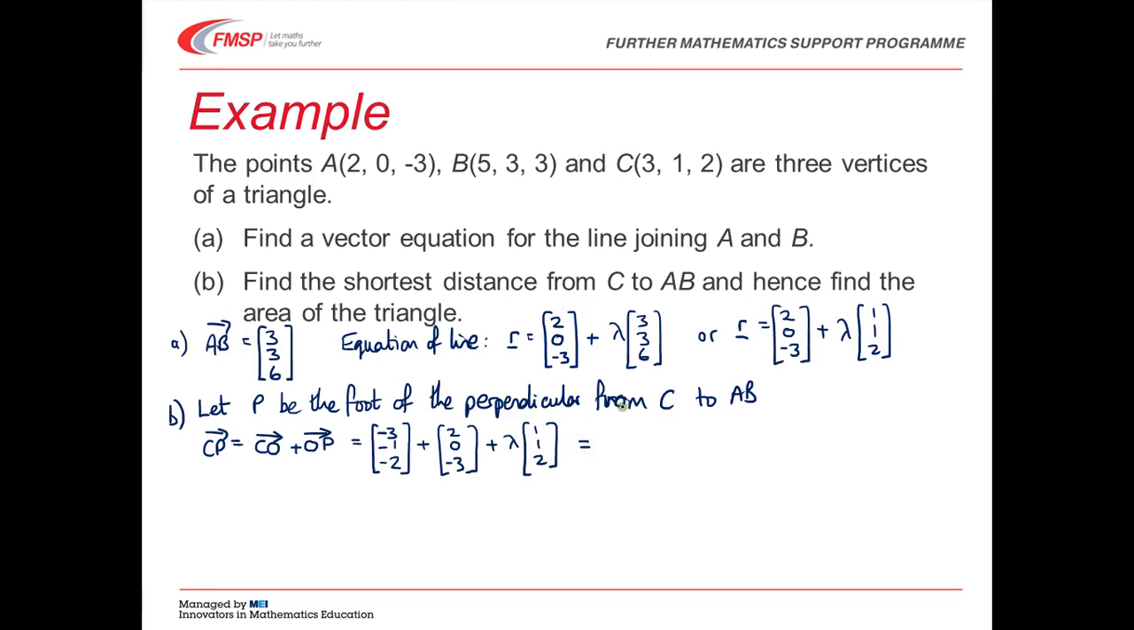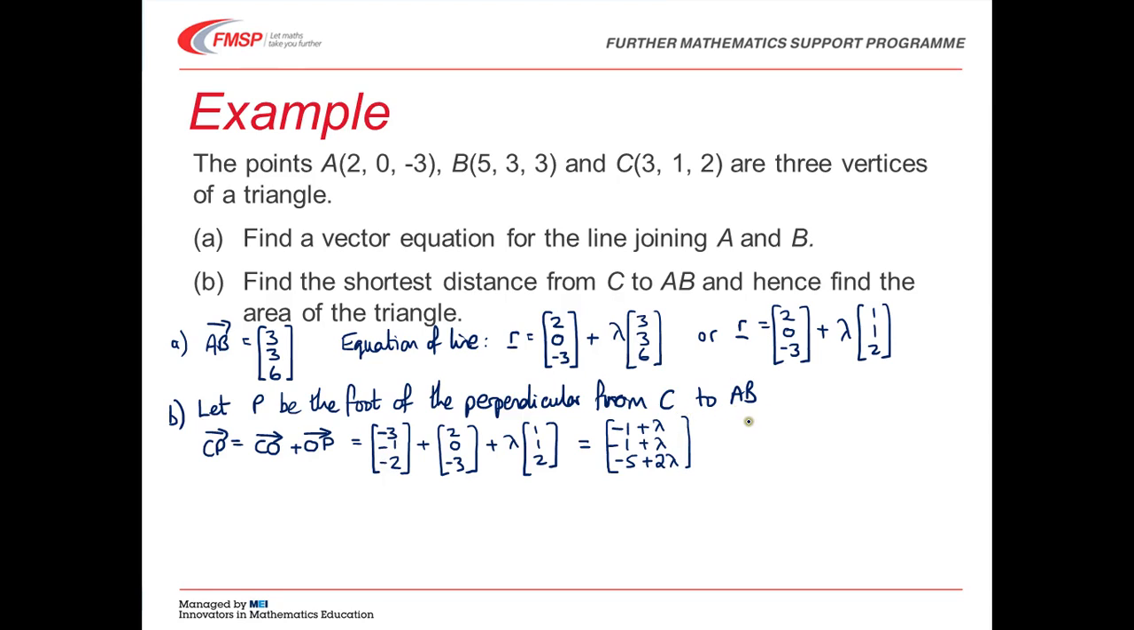I'm going to write this now as a single vector. So looking at the x components, -3 plus 2 plus lambda, that's -1 plus lambda. The y component is -1 plus lambda as well. And the z component, -2 minus 3 is -5 plus 2 lambda. Make sure that your lambdas don't look like your 2's.